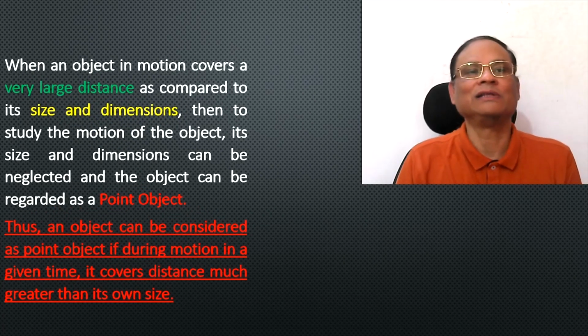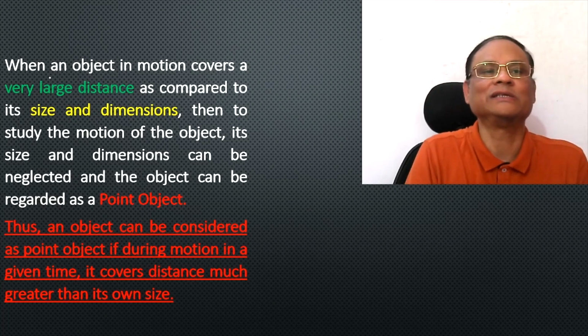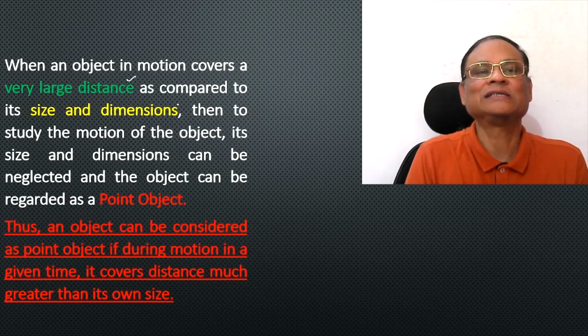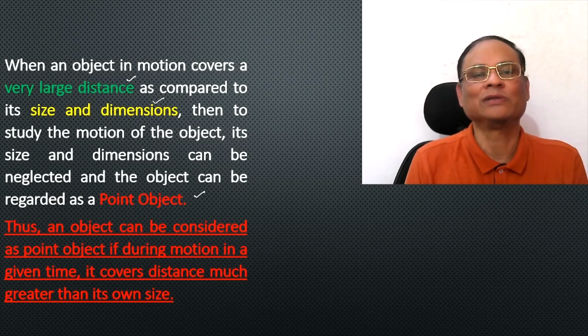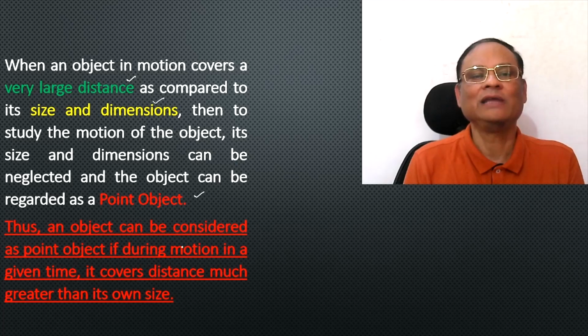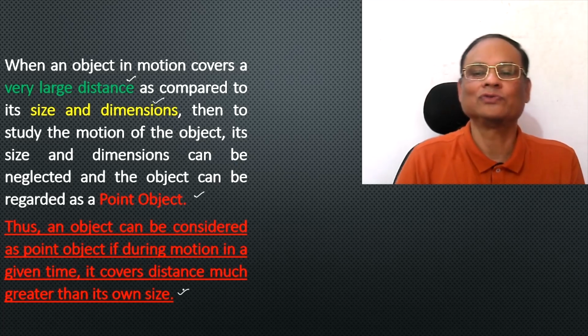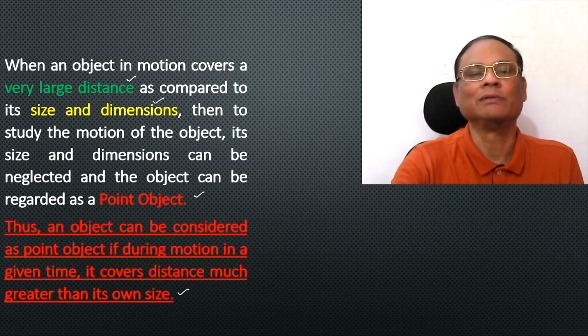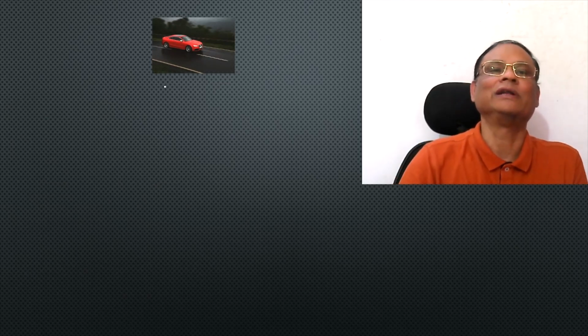Here I'll just read what I have just now told you. Same thing is written over here. When an object in motion covers a very large distance as compared to its size and dimension, then to study the motion of the object, its size and dimension can be neglected and the object can be regarded as point object. तो उसको हम लोग point object बोलेंगे. Thus an object can be considered as point object if during motion in a given time it covers distance much greater than its own size. तो उसको हम लोग point object कंसीडर करेंगे. यहाँ पर एग्जांपल कार का आ गया जो कि ऑलरेडी I have given you.